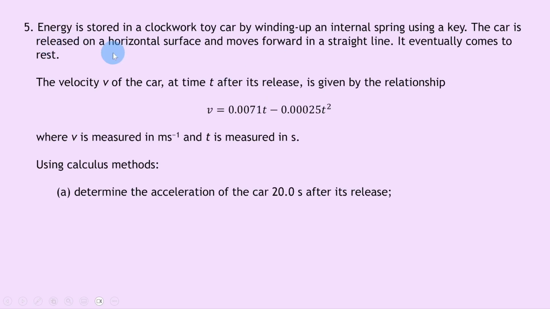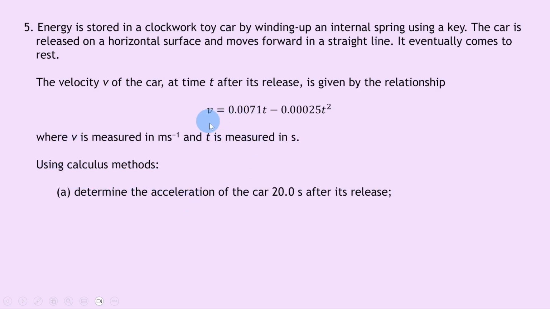Lastly, question 5 says energy is stored in a clockwork toy car by winding up an internal spring using a key. The car is released on a horizontal surface and moves forward in a straight line. It eventually comes to rest. The velocity v of the car at time t after its release is given by the relationship v equals 0.0071t minus 0.00025t squared, where v is measured in meters per second and t is measured in seconds. Using calculus methods, part A says determine the acceleration of the car 20.0 seconds after its release.